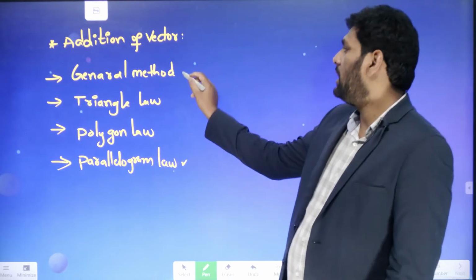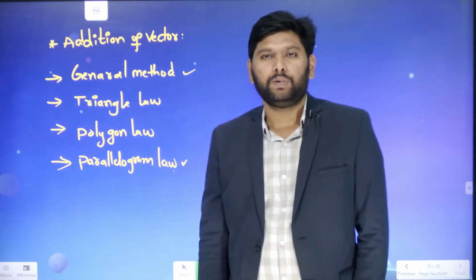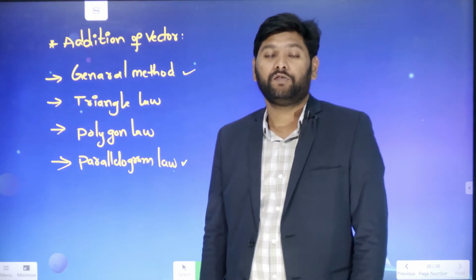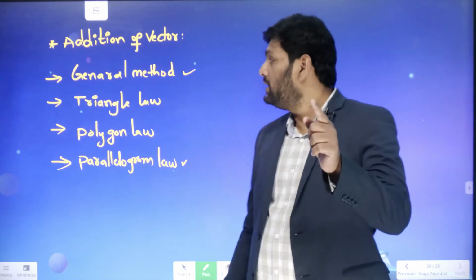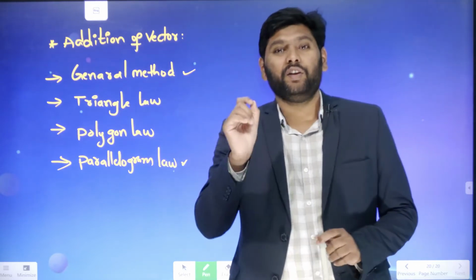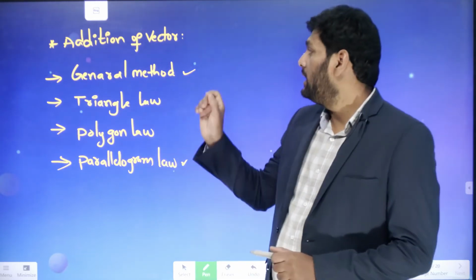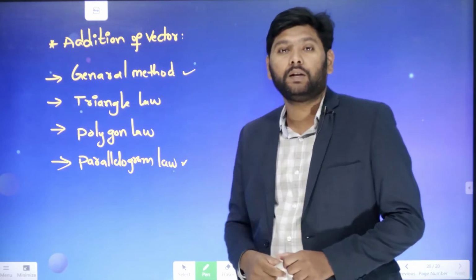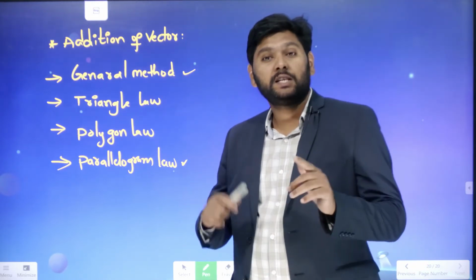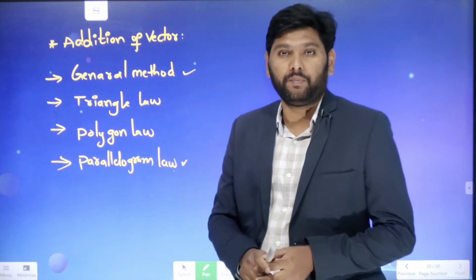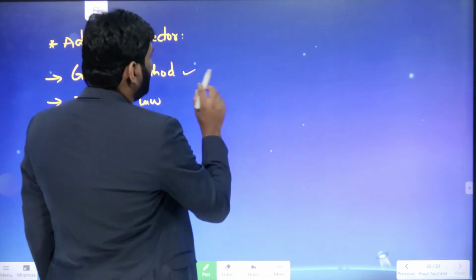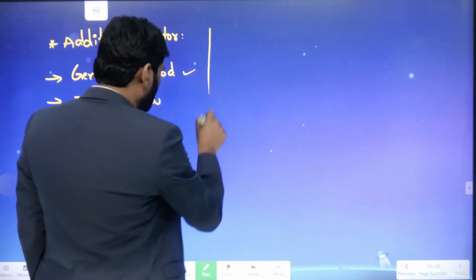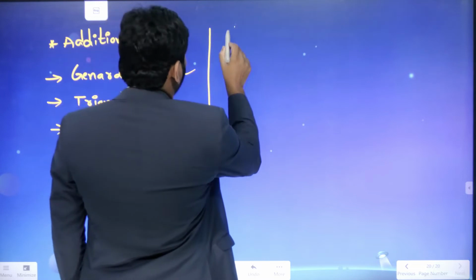First I will explain the general method of addition of vectors. Children, this general method is a very easy method, and we can explain it in a diagrammatic way. So the diagrammatic way of vector addition, let's see here. Now I am doing the general method.